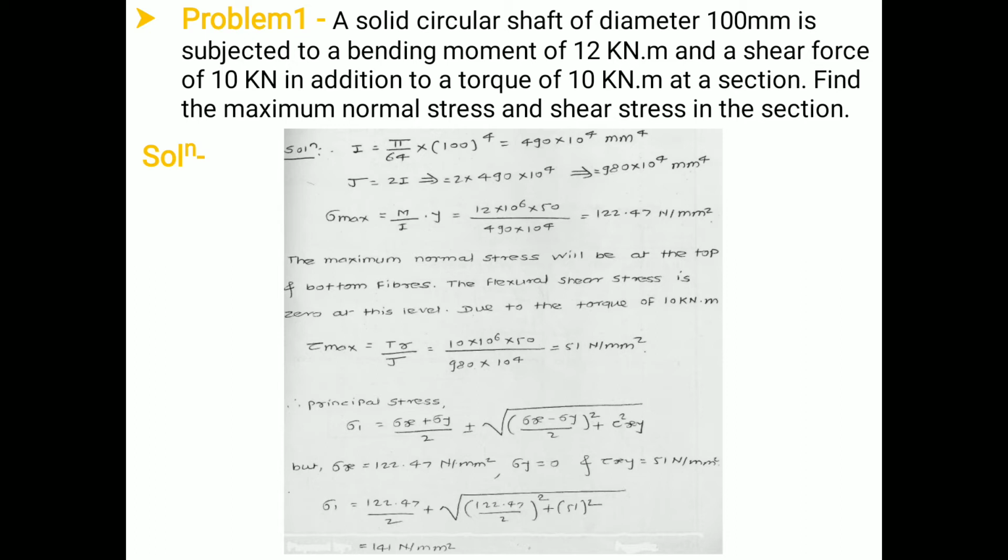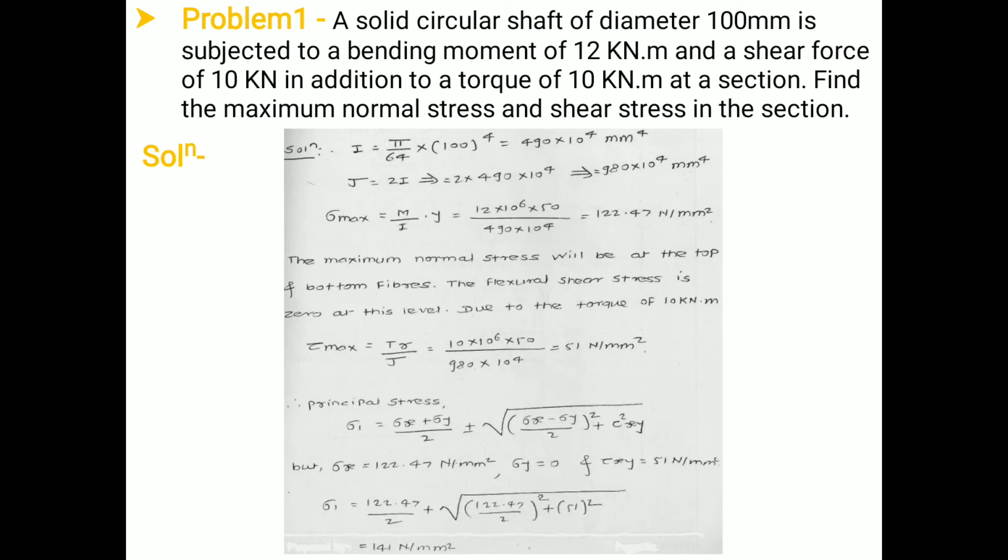As per the given data, we have a solid circular shaft of diameter 100 mm. Bending moment is 12 kilonewton meter, so it will become 12 into 10 raised to 6 newton mm. The value of shear force is also given, it is 10 kilonewton, so 10 into 10 raised to 3 newton, and the value of torque is 10 kilonewton meter, again 10 into 10 raised to 6 newton mm. From the given data we have to find out the value of maximum normal stress and the shear stress in the section.